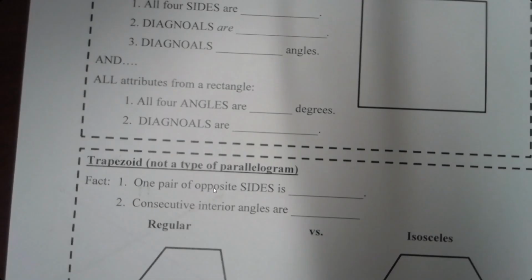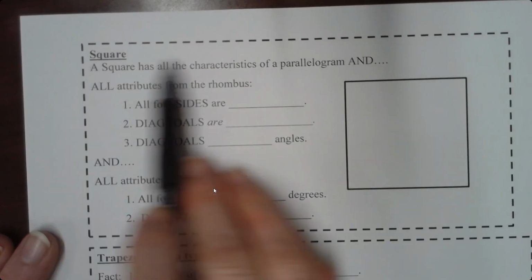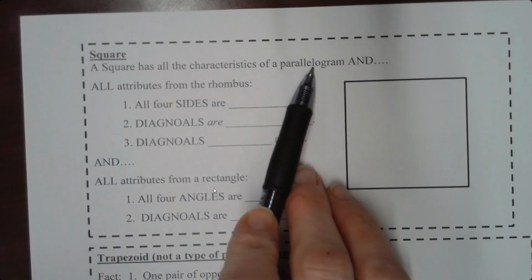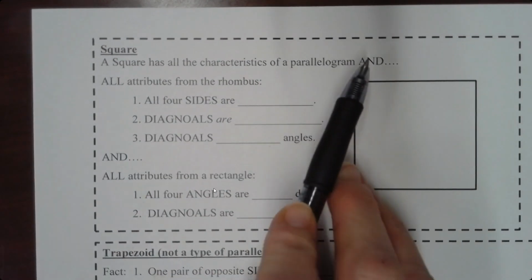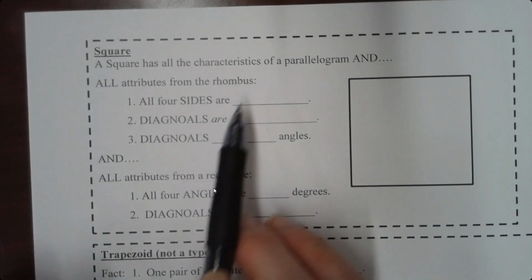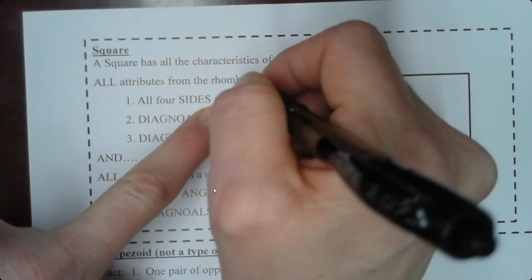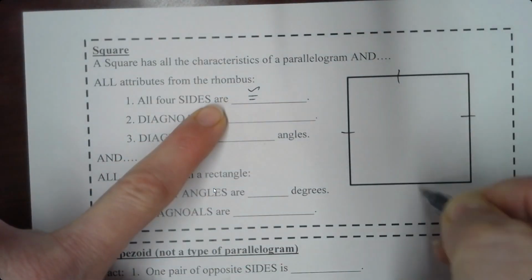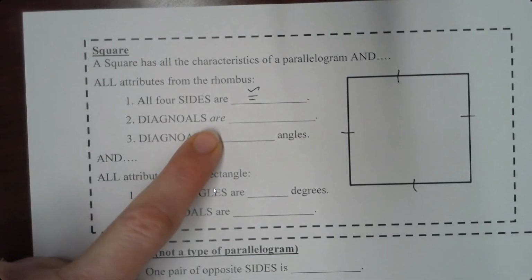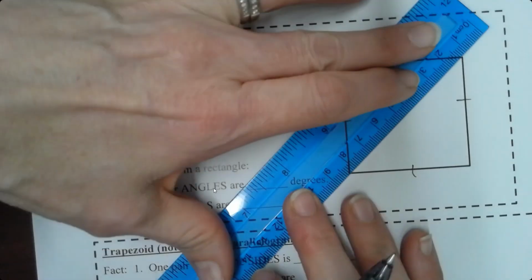Okay, last thing. So a square. So a square is going to have all the characteristics of a parallelogram that we've already gone over, and it's going to have all the attributes of a rhombus. So let's just go through real quick and remind ourselves what they are. Well, all four sides have to be congruent, right? The diagonals, what do we know about the diagonals? Let's draw those in first.